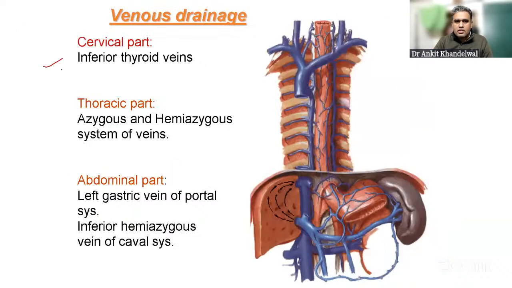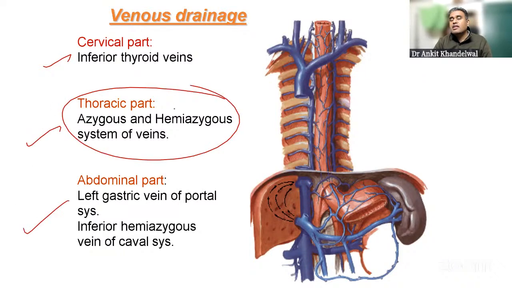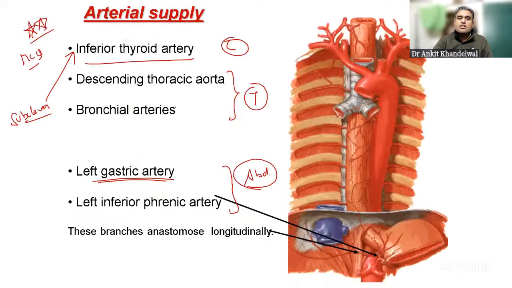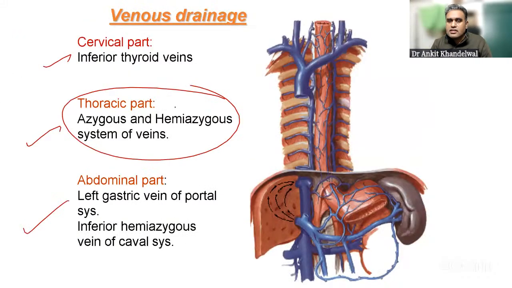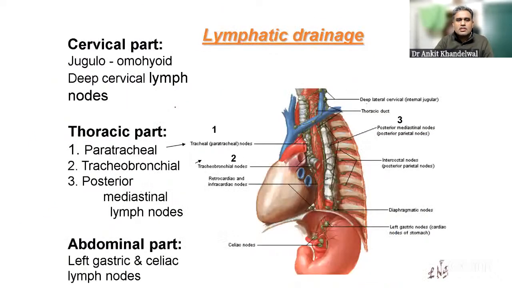So venous drainage will be the same. Okay, here is the difference. Because here we had the aorta over here, so on this side we will have the azygos and hemiazygos vein. Lymphatic drainage just goes through this under different names.